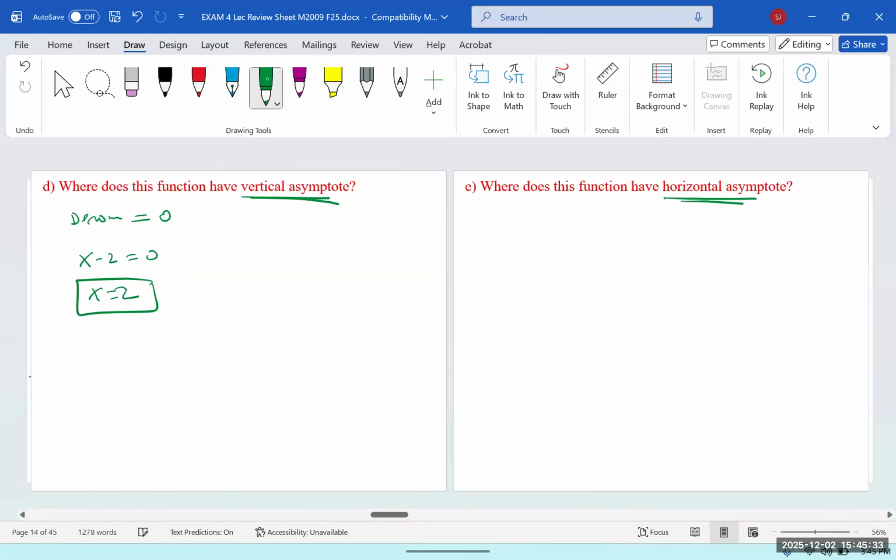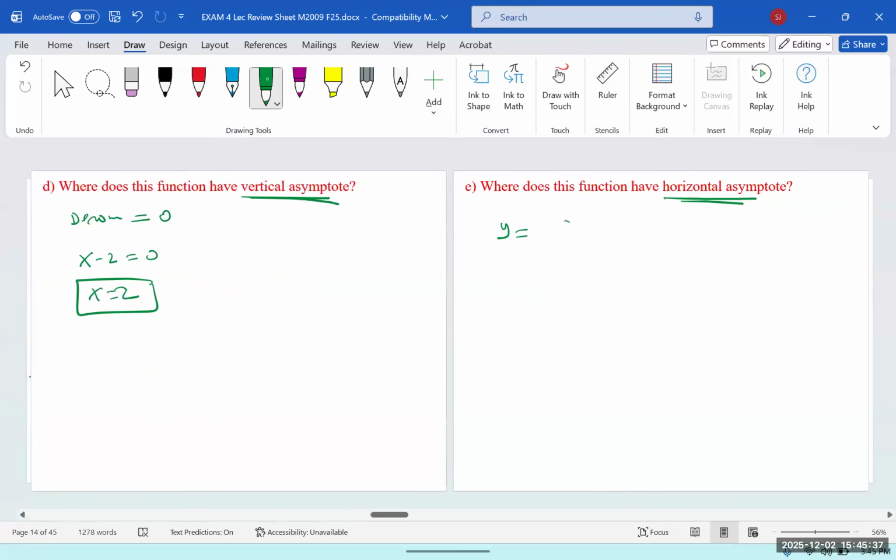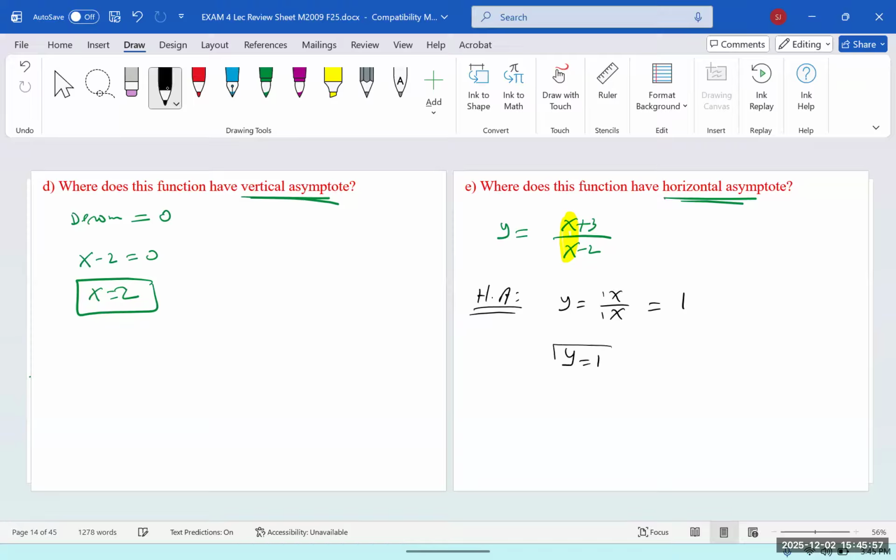Horizontal asymptote. So we have y equals x plus 3 over x minus 2. The highest power on the top and bottom, we have horizontal asymptote. y equals x over x. They both have coefficient 1 and 1. So the answer is 1. So y equals 1 is your horizontal asymptote because you have the same power. So they cancel out.